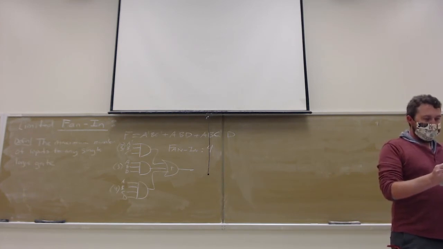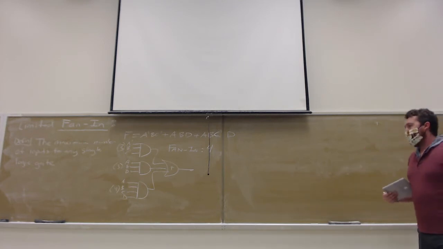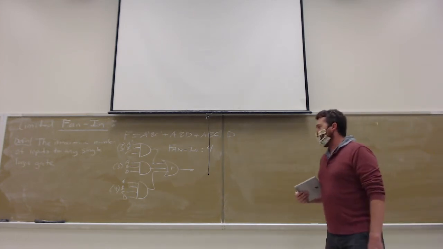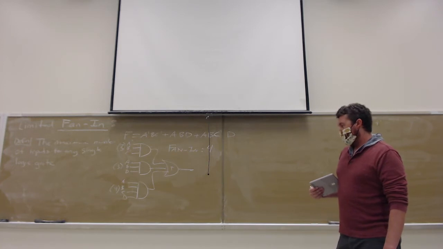Any guesses? Split the larger gates into multiple gates that are ORed or ANDed together respectively? Like the four input OR gate, split that into two OR gates and then OR those together?